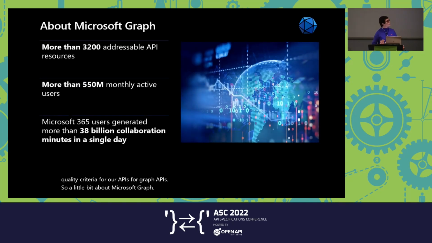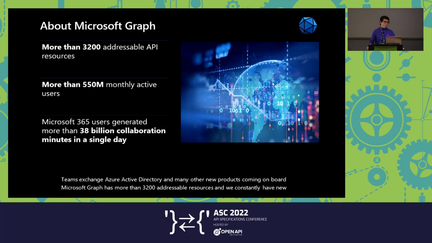Microsoft Graph is the main unified API surface for M365 SaaS products. It includes many well-known products such as Outlook, Teams, Exchange, Azure Active Directory, and many other new products coming on board. Microsoft Graph has more than 3,200 addressable resources. And we constantly have new teams bringing their products on board.